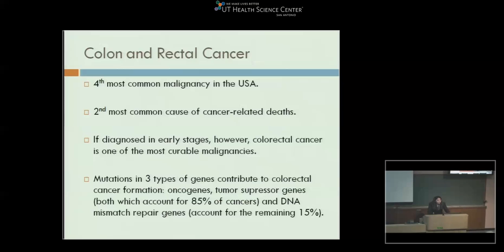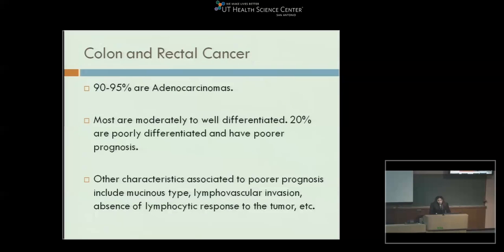Mutations in 3 different types of genes contribute to the formation of colorectal cancer, and these include tumor suppressor genes, oncogenes, and DNA mismatch repair genes. There are different types, but we're going to focus on adenocarcinoma since this constitutes 90 to 95% of cases.